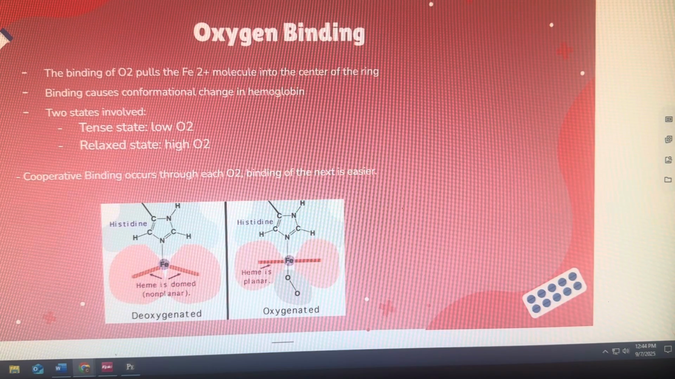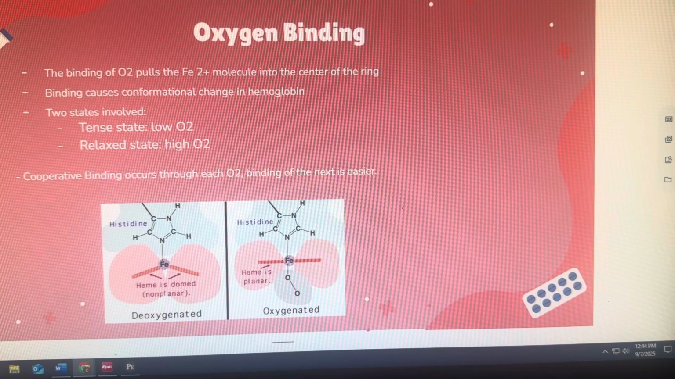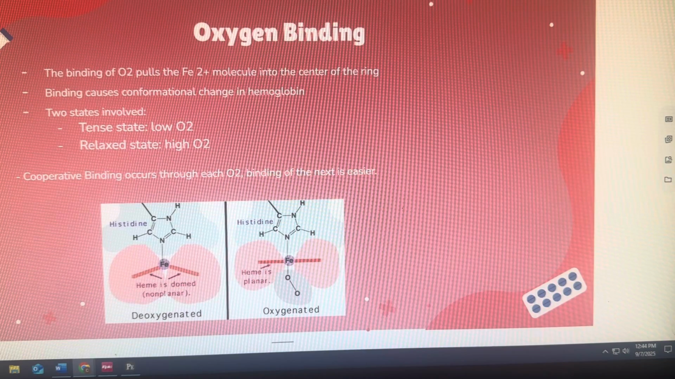When oxygen actually binds to the iron, it pulls the iron atom slightly down into the plane of the porphyrin ring. That tiny shift creates a domino effect that changes the entire shape of the hemoglobin protein. Hemoglobin exists in 2 main states: the T state, which stands for tense, and the R state, which stands for relaxed. The T state doesn't like to bind to oxygen, and the R state binds to oxygen much more easily. When the first oxygen binds, hemoglobin starts switching from the T state to the R state, and it makes it easier for the next oxygen molecule to bind.